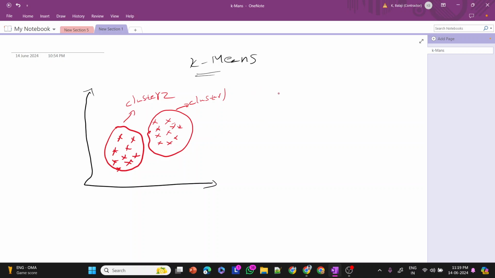This K-means clustering is a popular unsupervised learning algorithm. It is used to partition a data set into K discrete clusters. The aim of this algorithm is to minimize the variance within each cluster and create compact and well separated clusters.